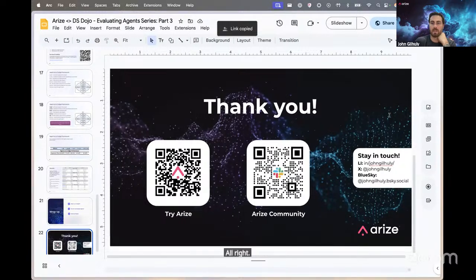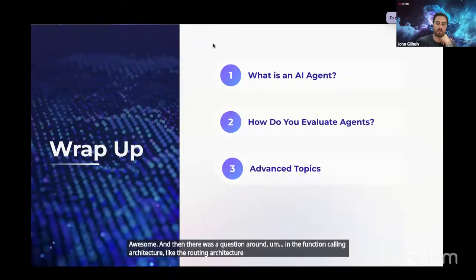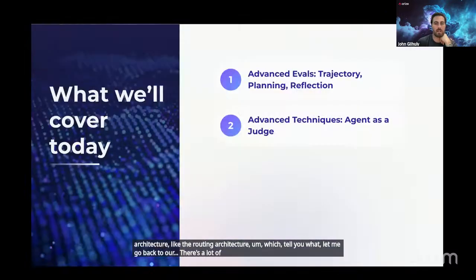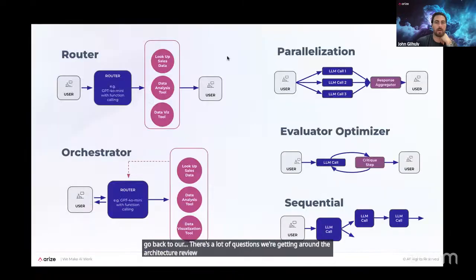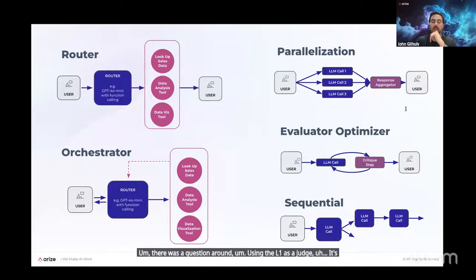Awesome. And then there was a question around the function calling architecture, like the routing architecture. Let me go back to our architecture review slide, since there are a lot of questions we're getting around it. So I'll just pull that up. In one of these routing or orchestration architectures, there was a question around using the LLM as a judge, using the tools and eval beforehand.